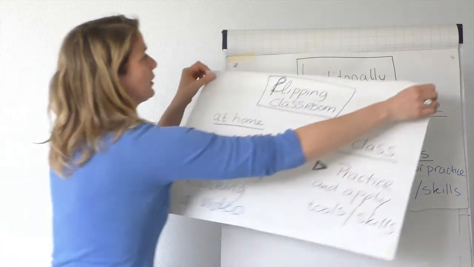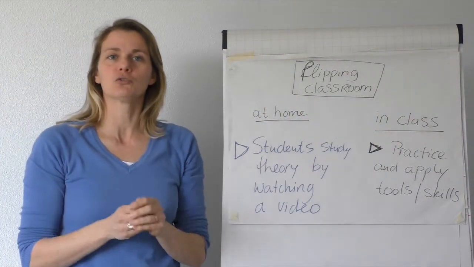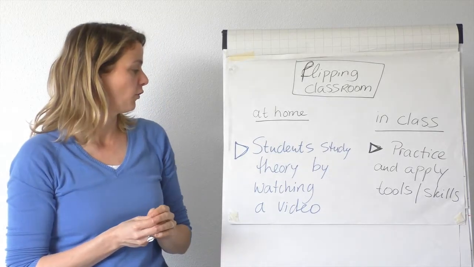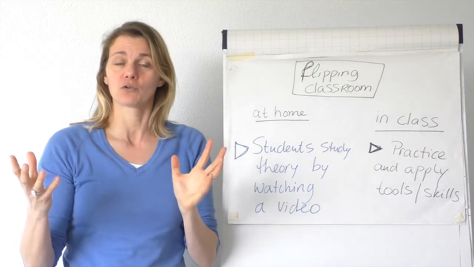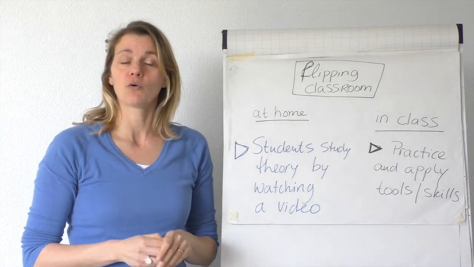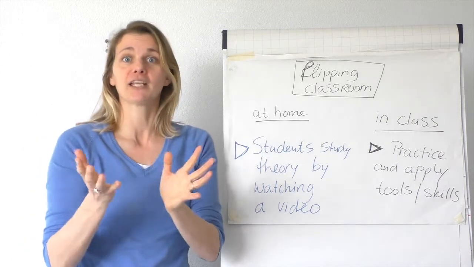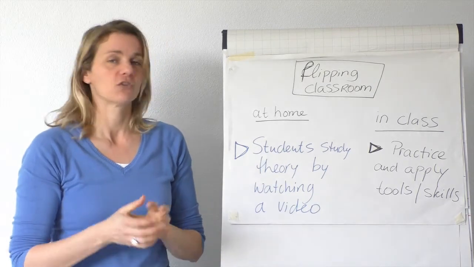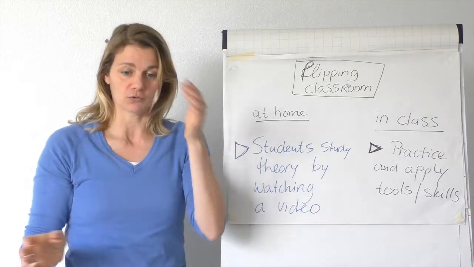Now let us look at flipping the classroom. With flipping the classroom, students study theory, so the formulas on hydrology, back at home by watching a video, like you are now watching a video on the concept of flipping the classroom. And then in class, students practice the tools, the skills, the instruments, in your case making a video, with the help of the teacher, the lecturer. So what is done at home and what is done in the class is flipped around.